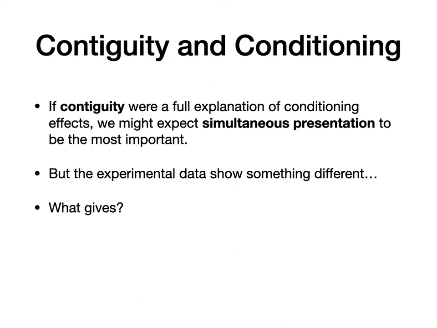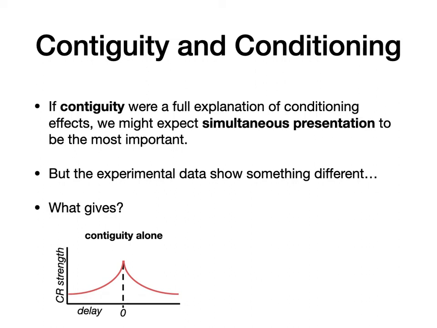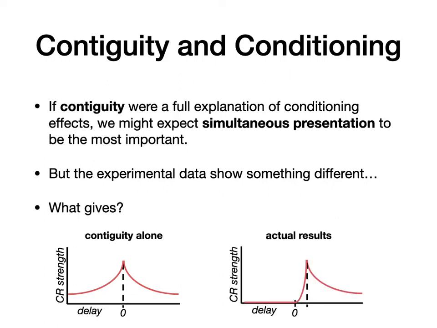It's because it's not just contiguity happening here. If contiguity were the full explanation of conditioning effects, we might expect simultaneous presentation to be the most important, right? But the experimental data are showing something else. Contiguity alone, the model here, would predict that there should be no delay. All connections should be formed at the same time. As long as things are presented together, we know that they are connected, right? But the actual results are more like this. The triggering event has to occur a little before. The predictive event has to occur a little before for us to build something out of it.